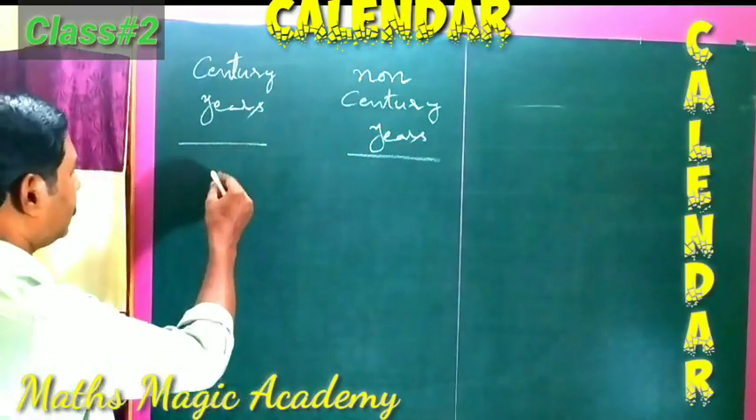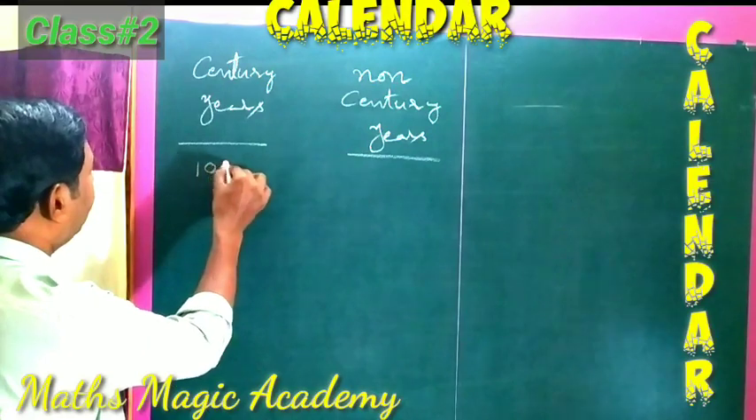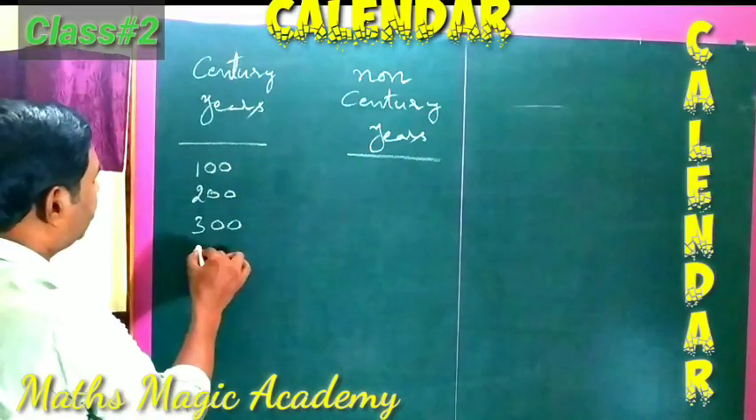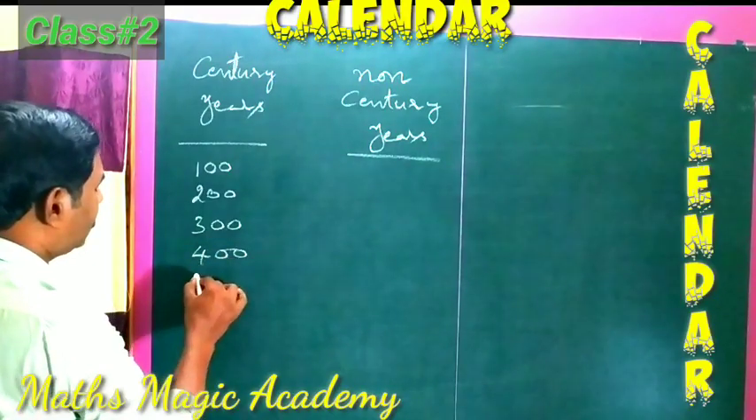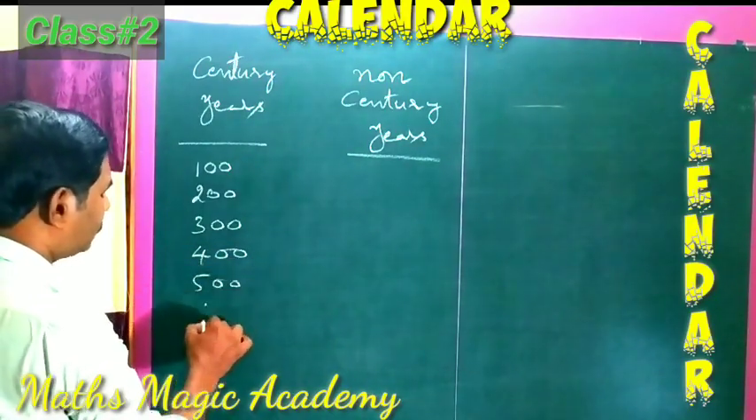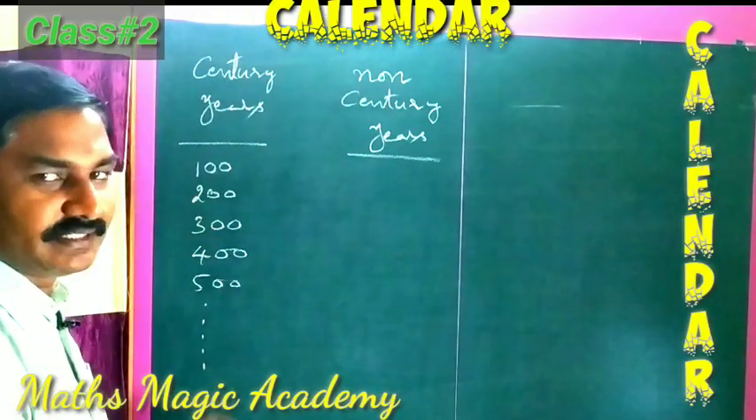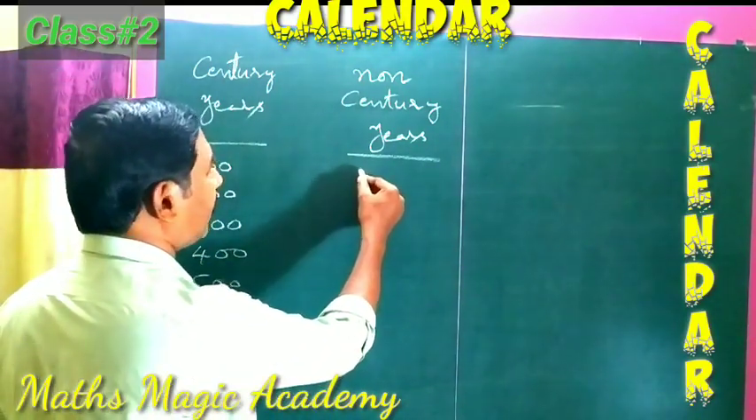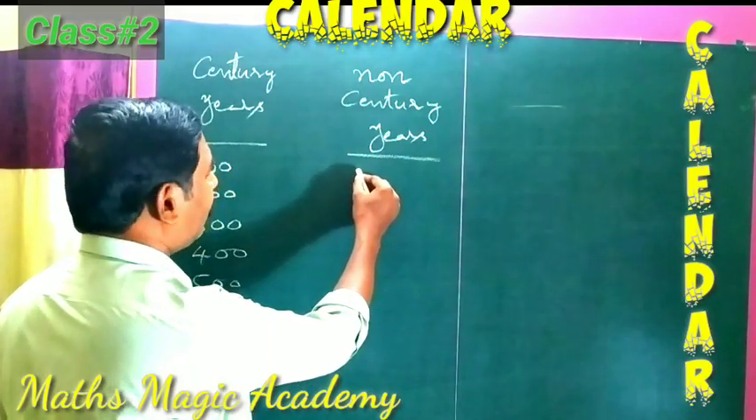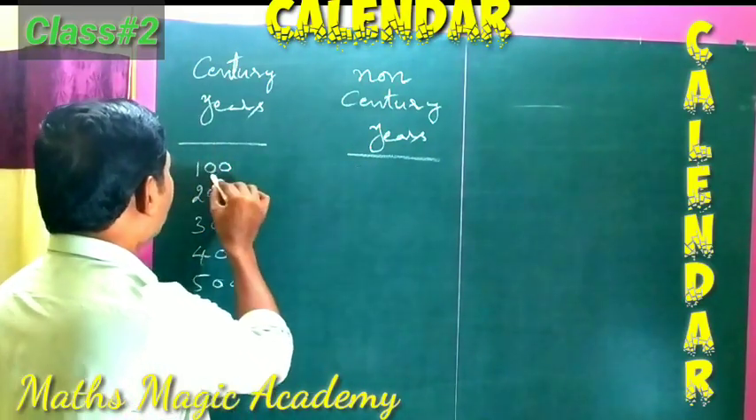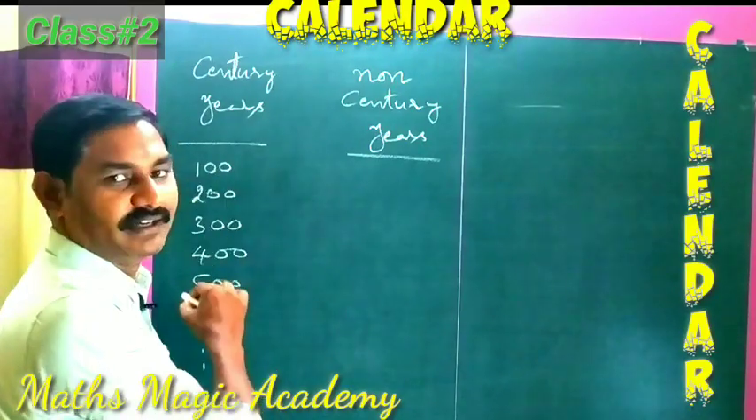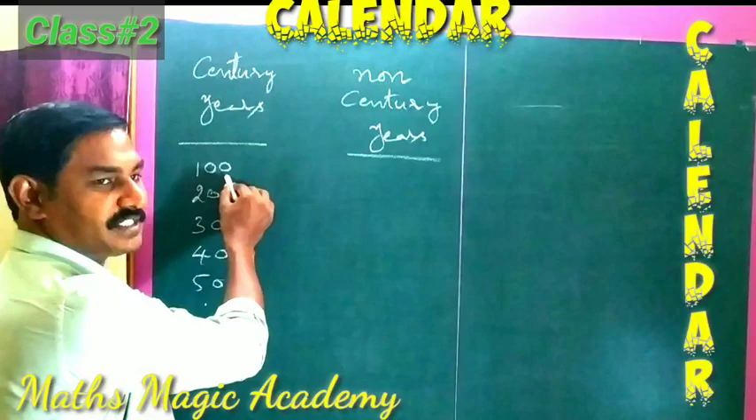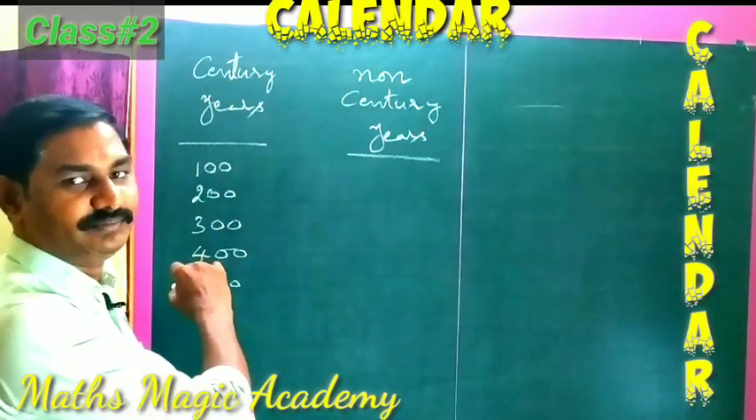Now, century years. What are the century years? Generally 100, 200, 300, 400, 500 and so on. These are all century years. And non-century years are those which do not end with double zeros. That means the tens place and units place should not be zero.